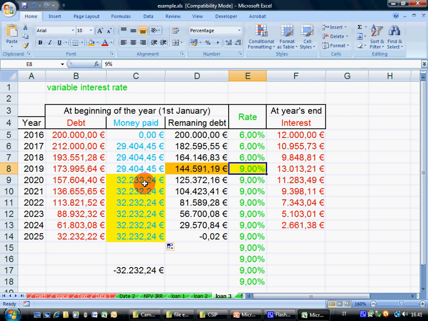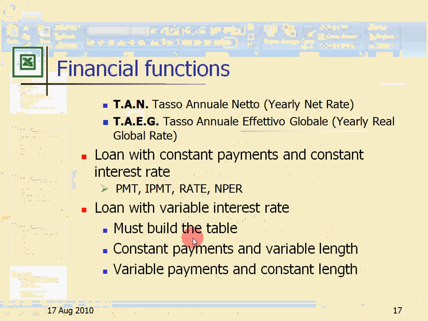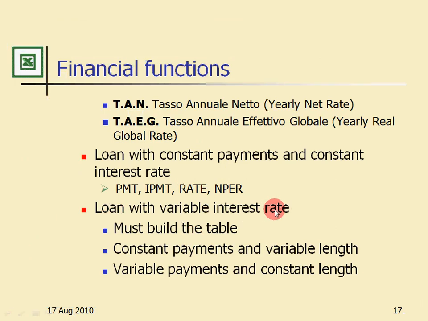Obviously, in a real bank, all these calculations are done automatically with a computer. So there's not a person who manually changes the table every time. Okay, so we have seen the situation of the loan with variable interest rate. In this case, there is no alternative. You must build a table. You can still use PMT for this case here, to recalculate the payments. But you cannot use the three functions PMT, RATE, and NPER to build the entire table.